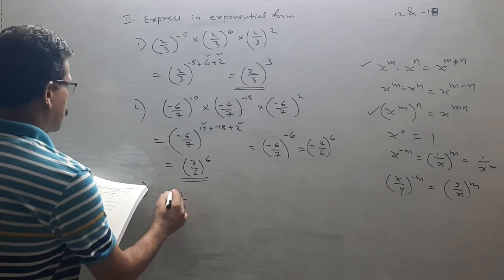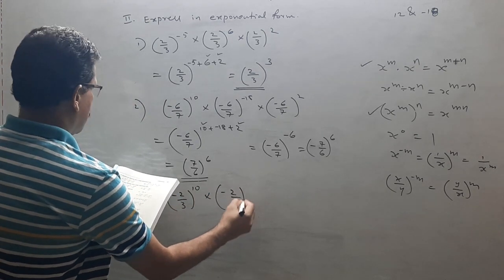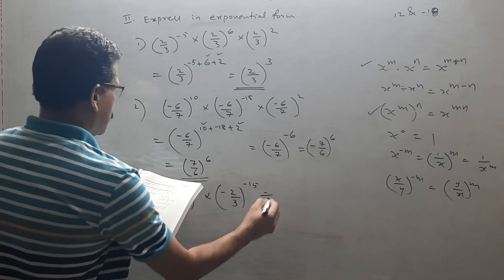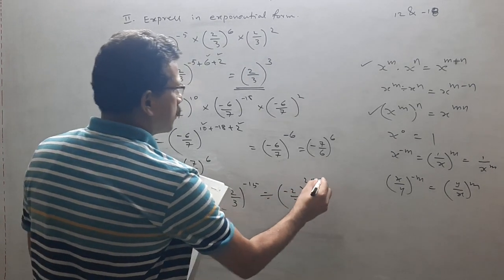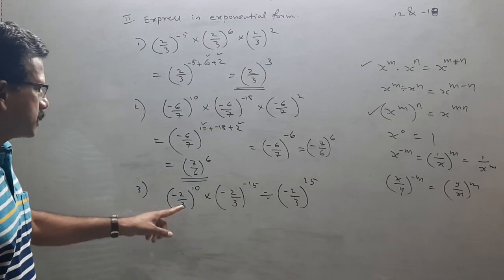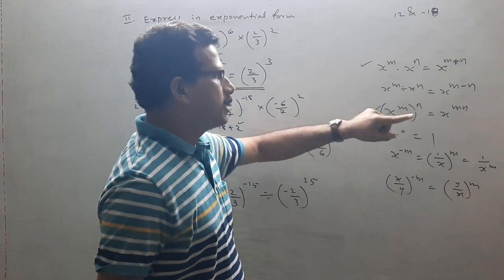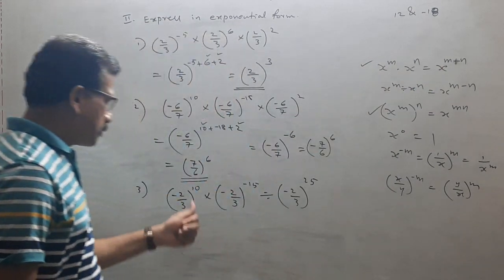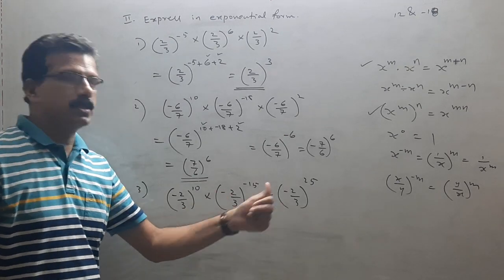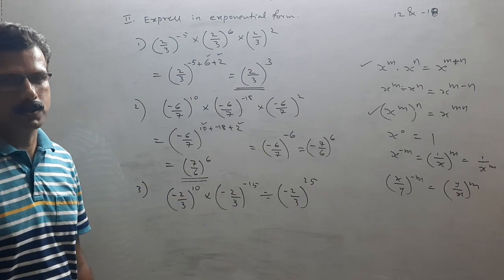Third: minus 2 by 3 to the power 10, minus 2 by 3 to the power minus 15, divided by minus 2 by 3 to the power 25. Multiplication means the power will be added, m plus n. Whenever there is a division, the power will be subtracted, m minus n. Now here multiplication is there, division is also there. That means we can do addition and subtraction.